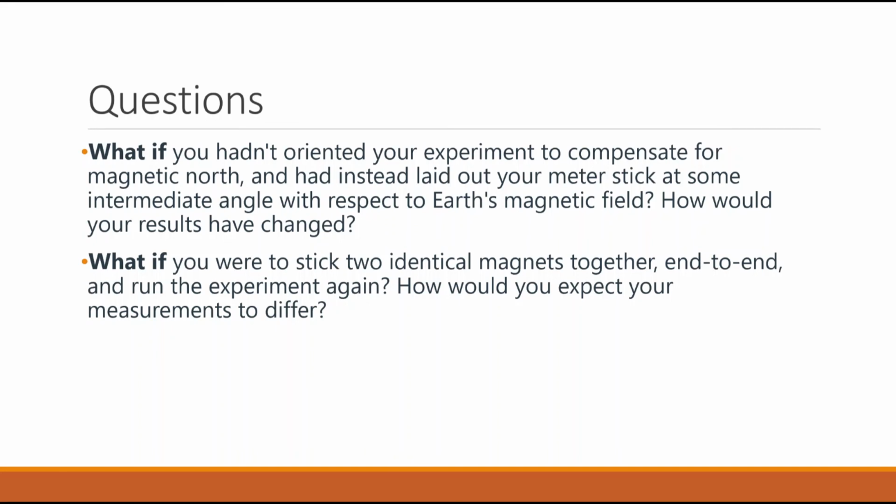What if the stick were two? What if I were to stick two identical magnets together and run the experiment again? How would I expect my measurements to differ? I believe if I were to stick two magnets together, my results would be almost two times the value because I have two magnets that are exactly the same, giving off a magnetic field that is basically two times greater. And that is it. Thank you.